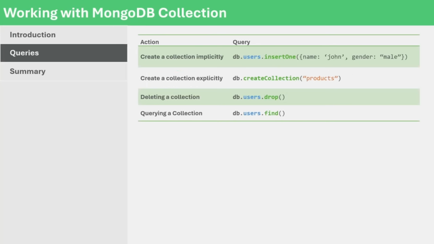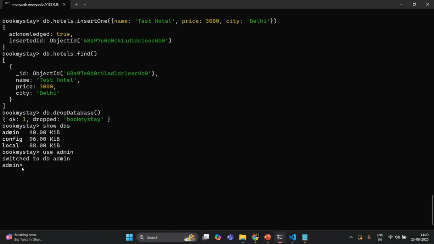So in this lecture, we are going to learn how we can create a collection implicitly, how we can create a collection explicitly. We are also going to learn how we can delete an existing collection and how we can query documents from a collection. So let's switch to the Mongo shell. There, if you remember, we had deleted this book.my.stay database. We dropped this database in one of the previous lectures.